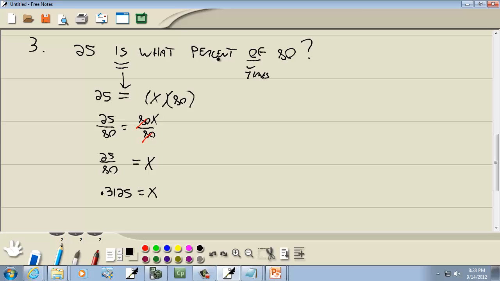Now this is asking us for percent. Well, this is in decimal form, so we need to convert this back to percent, and we do that by moving our decimal place 2 places to the right. So this one will become 31.25%. And that's our answer.